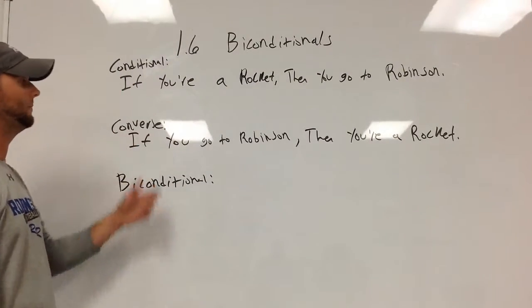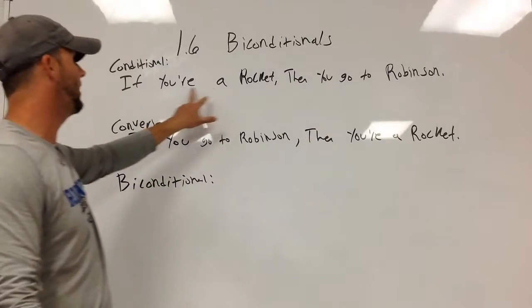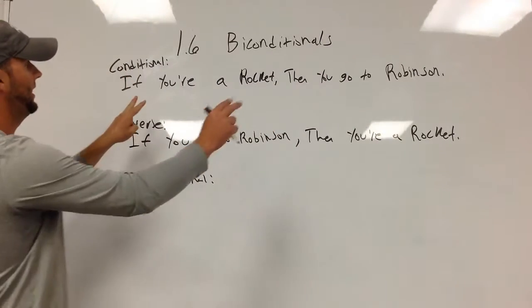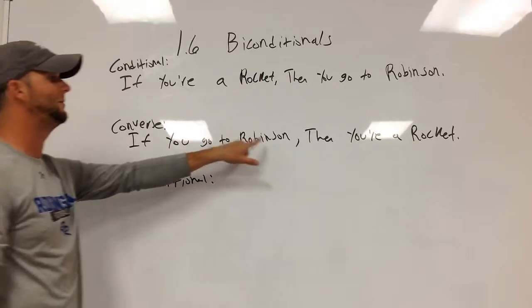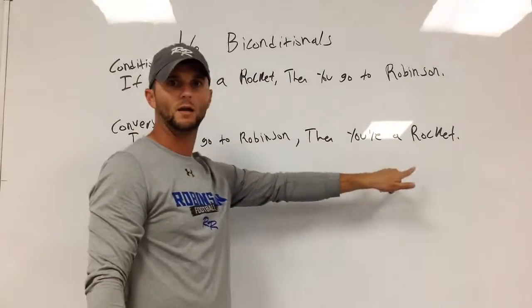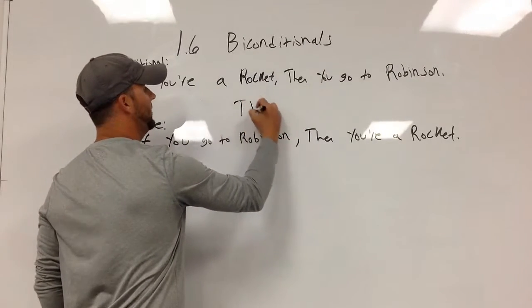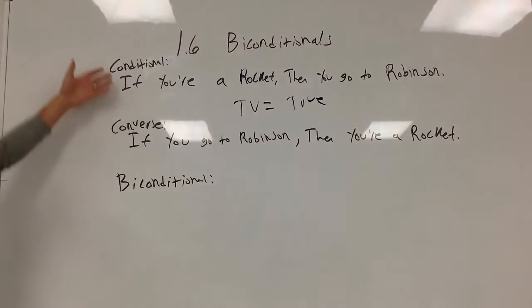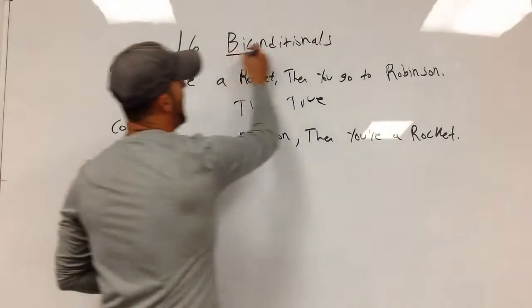So let's go and look at this statement real quick. I have a conditional statement that says, if you are a rocket, then you go to Robinson. Okay? So let's go ahead and flip that and make it the converse. If you go to Robinson, then you are a rocket. So in my book, both of these are going to be true. So the truth value of both of these is true. So remember, if both the conditional statement and the converse are true, then that creates a biconditional.